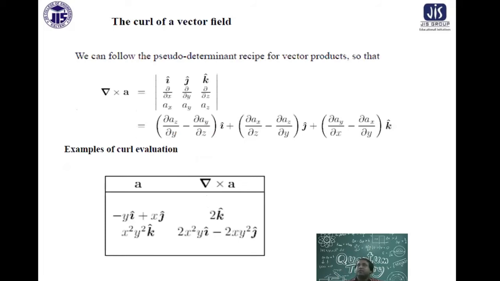Now, how to take curl? You have to resolve a determinant. I think you have learned it in mathematics classes. i, j, k; del x, del y, del z coming from the gradient; and a x, a y, a z coming from the vector a. If you resolve the determinant, for i it is del a z by del y minus del a y by del z, i; for j, del a z by del x minus del a x by del z, with a minus sign; plus for k, del a y by del x minus del a x by del y. And you can put in the values and calculate it.